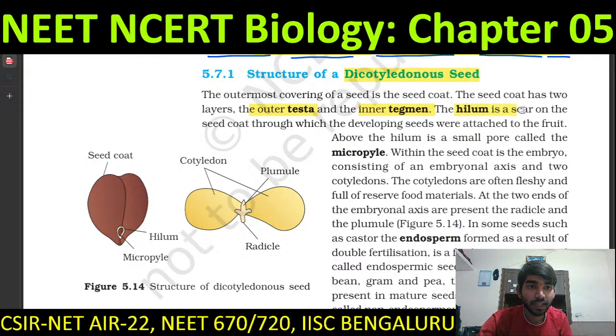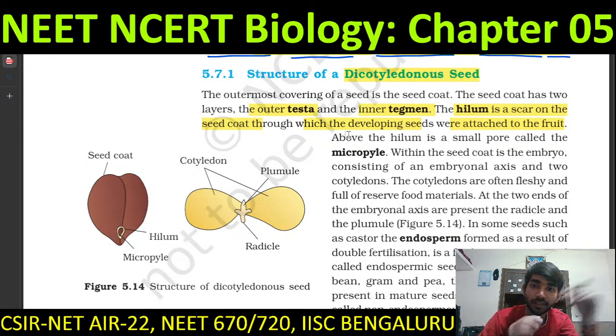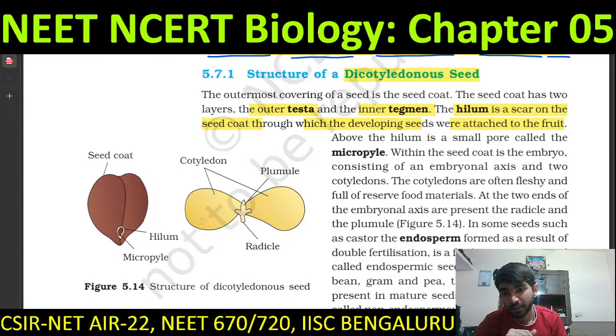The hilum is a scar on the seed coat through which the developing seeds were attached to the fruit. So the fruit had a connection with the seed, through which it was able to provide nourishment to the seed. And after it is detached from there, that region is called hilum. This was the point where it was connected to the fruit. Above the hilum is a small pore called the micropyle. So this is the micropyle opening, you can see. And within the seed coat is the embryo consisting of an embryonal axis and two cotyledons.